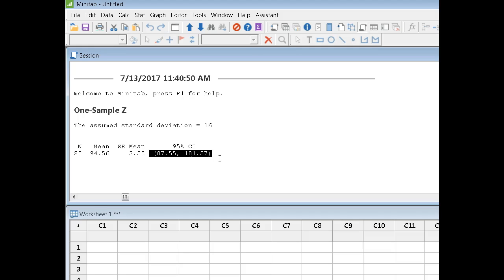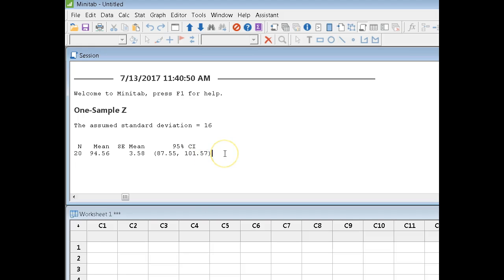And we can say with a 95% level of confidence that the true population mean or average IQ should fall between 87.55 and 101.57. And by the way, as your notes told you, it is known that the true population mean is 100. 100 is a number that fits in this interval, so this interval is correct.